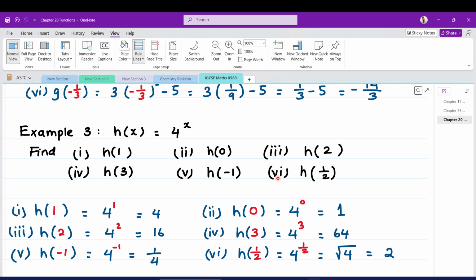Then similarly, we have the last one, h of 1 upon 2. So you plug in the value of 1 upon 2. Now 4 to the power 1 upon 2 is another way of saying square root of 4. Okay, so if let's say I have 4 to the power 1 upon 3, that would mean cube root of 4 and so on. So therefore square root of 4 is going to be equal to 2.